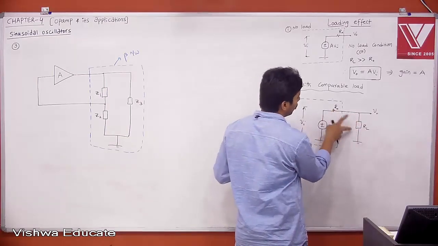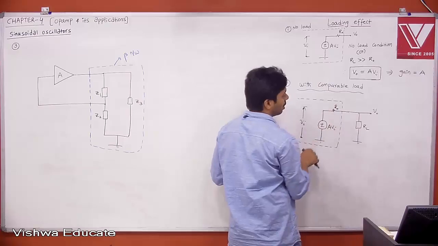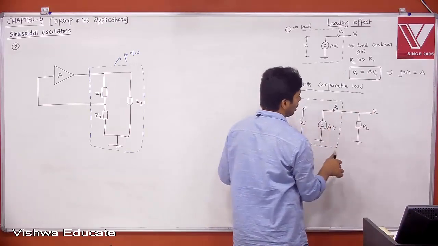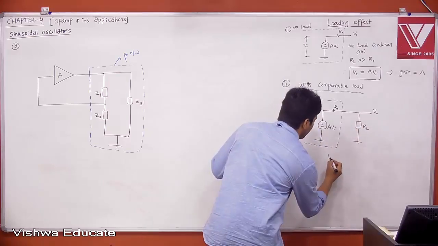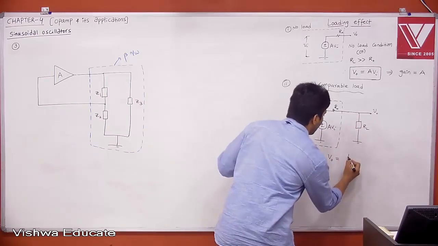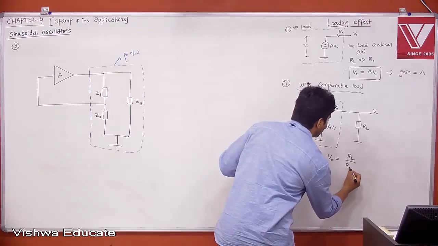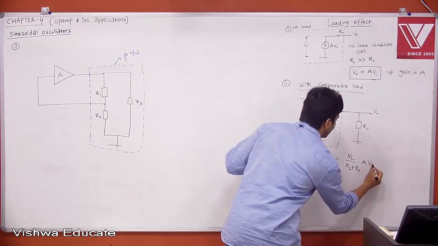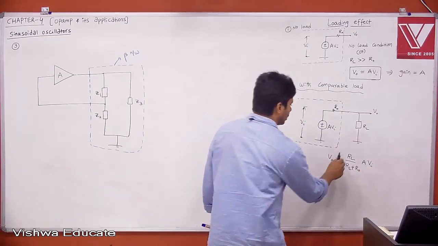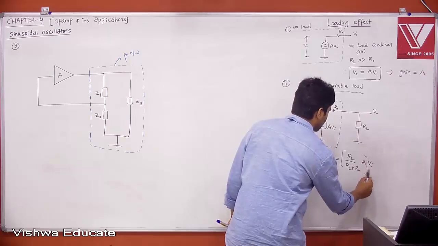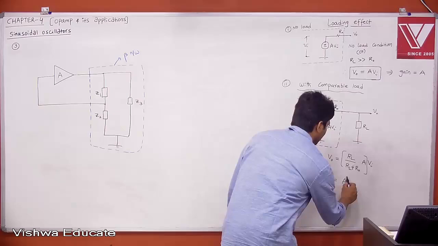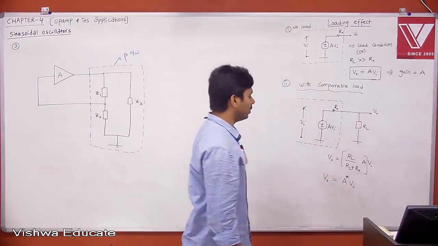Comparable load is nothing but what? Both are comparable. Your RL is comparable to your R0. If RL is comparable to R0, then can you say V0 is equal to A into Vi? No. Therefore, now V0 is equal to RL divided by RL plus R0 into A into Vi. Therefore, can I say this is nothing but your effective gain, A star into Vi?